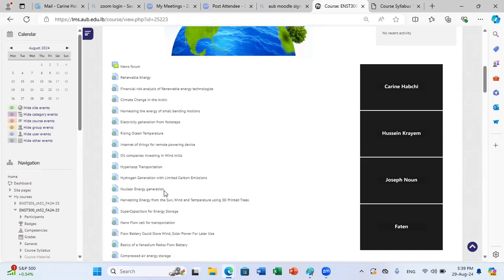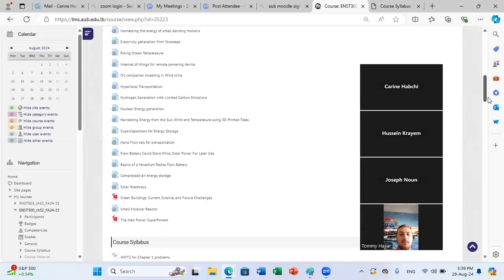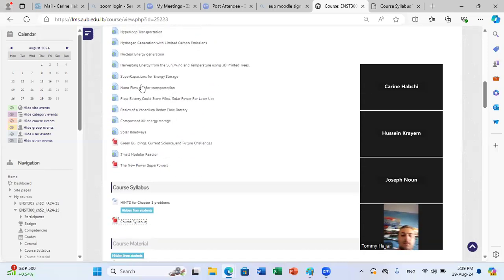Another topic is related to harvesting energy from the sun, wind and temperature using 3D printed trees. So this is also another field, but always related to a renewable source of energy, which is the sun. If you are from an electrical background, we can talk also about supercapacitors for energy storage. So also we'll see in this course that we'll study energy storage, energy delivery, and energy use. So in each part, you have a lot of ideas.